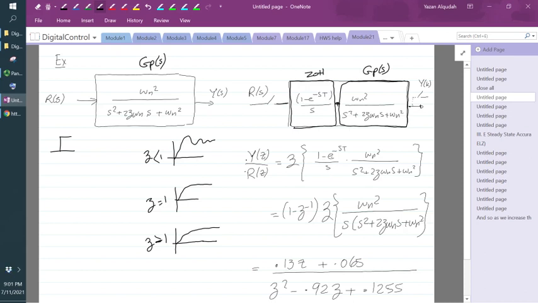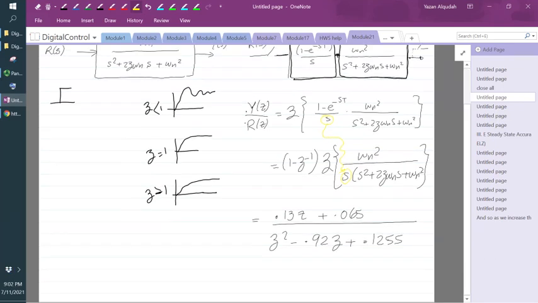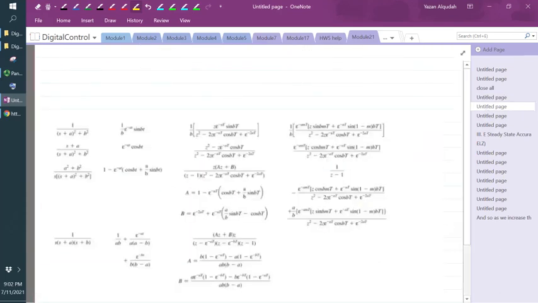I can take 1 minus e to the negative sT out, and this will give me 1 minus z to the negative 1. I still have an s here that is coming from the zero order hold, and therefore s multiplied by Gp(s). Now, how do I find the z transform of this? I can do it using the residue method, or I can go to the table in the appendix and use the table.